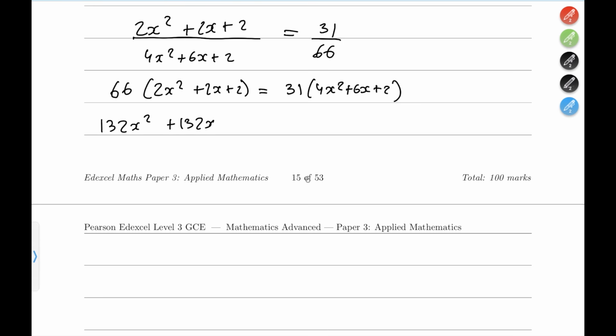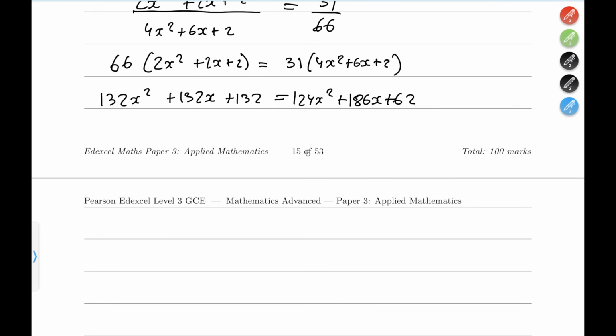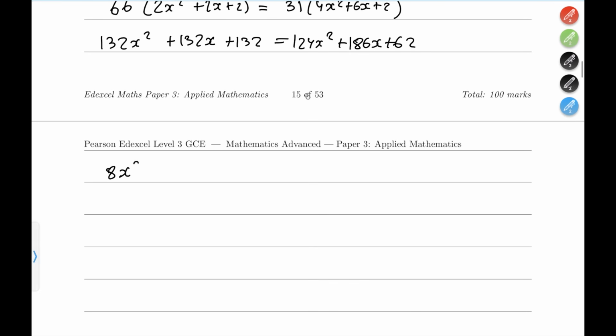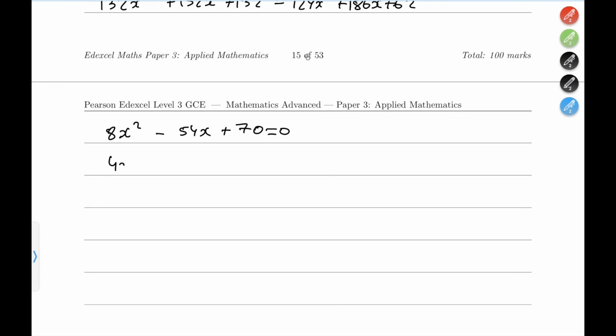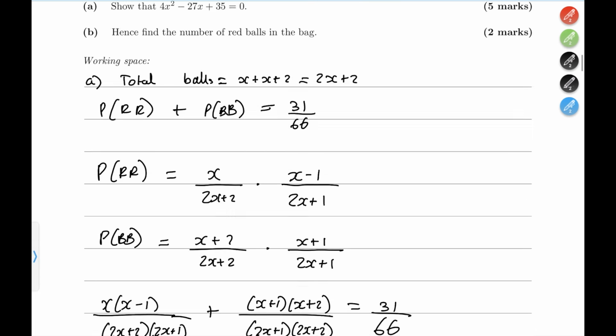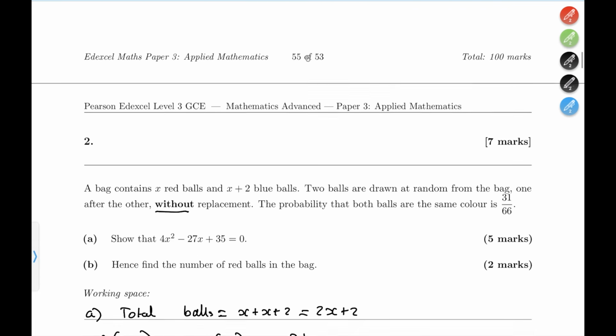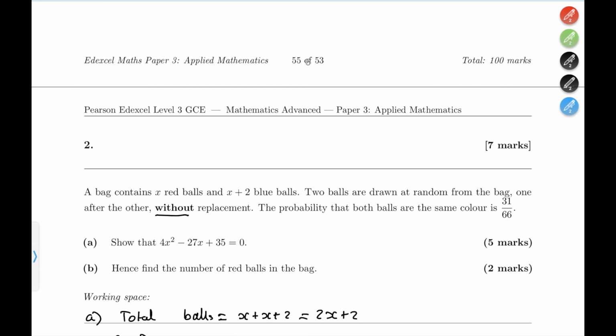132x squared plus 132x plus 132 is equal to 124x squared plus 186x plus 62. Now, if we do some rearranging, we can see this will simplify quite nicely, because we're going to get 8x squared plus 54x plus 70 is equal to 0. Sorry, minus 54x. Now we can divide by 2, and we're going to get 4x squared minus 27x plus 35 is equal to 0. And I believe that is exactly what it wanted. So 4x squared minus 27x plus 35 is equal to 0. So part A, show that, is done.